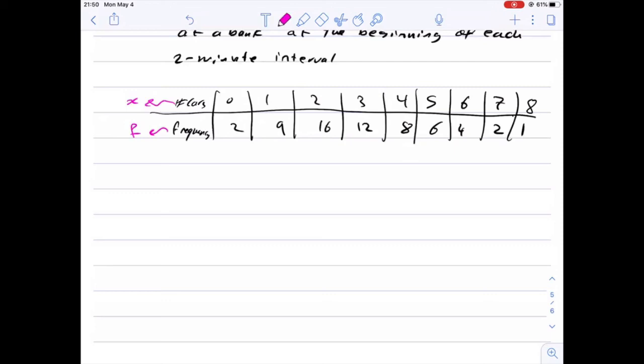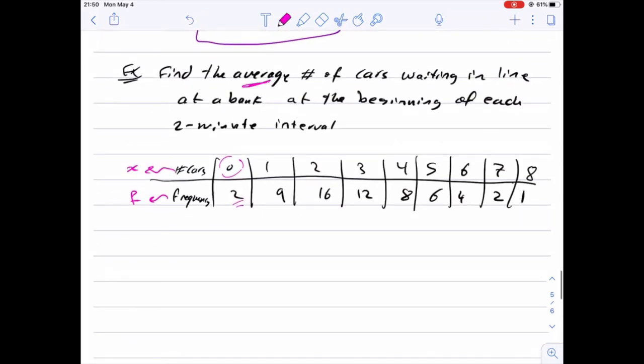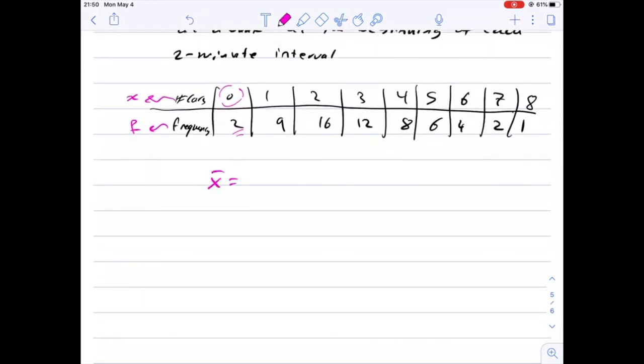Now, this is tabular data, so we need to consider frequencies because each value occurs with some frequency. So we want to find the average. The average in this case is not only the sum of these values. Each value has some frequency, so we need to multiply each value X by its frequency and then divide by n. And we take the sum.